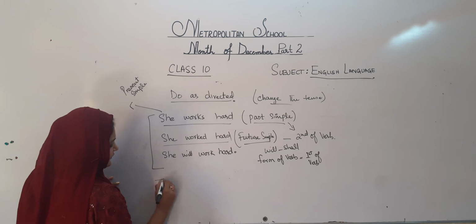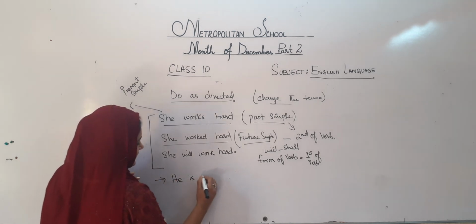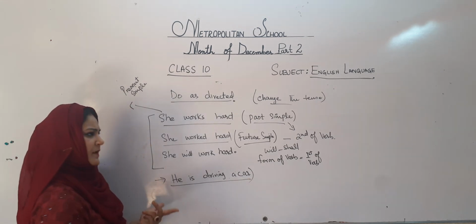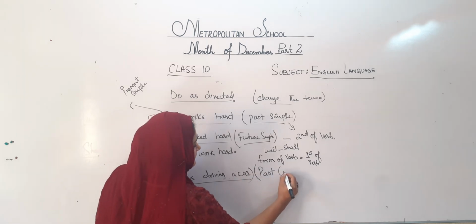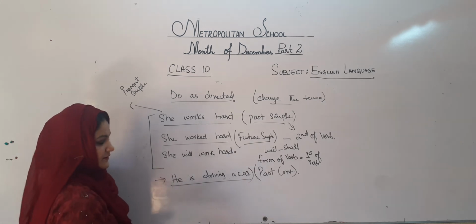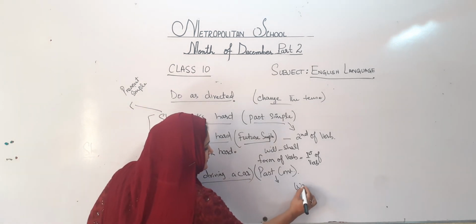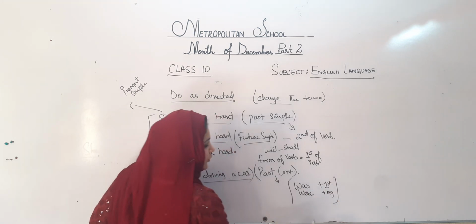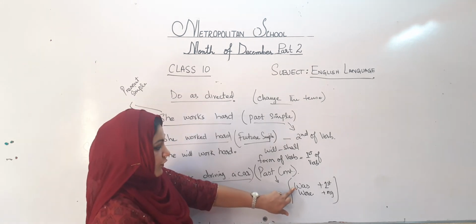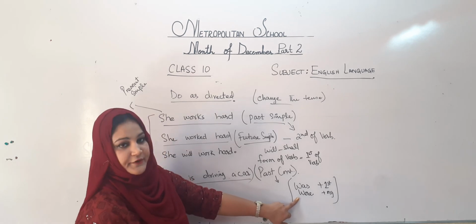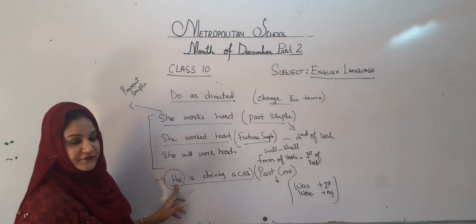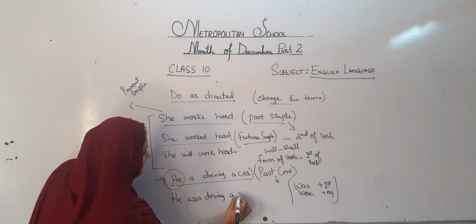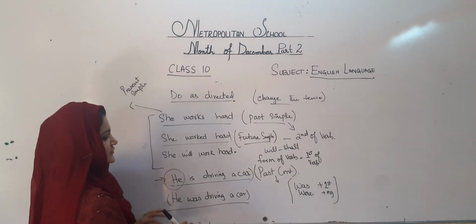I'm taking another last example: He is driving a car. This tense is present continuous. You need to change into past continuous, as I have directed you in the bracket. So how will you change? Let's revise. What are the helping verbs of past continuous? Was and were with first form plus ing. But when will you use was and when will you use were? Was will be used when the subject is singular and were when the subject is plural. So I have a subject which is singular, so I am going to use was. He was driving a car. So this sentence has been changed into past continuous.